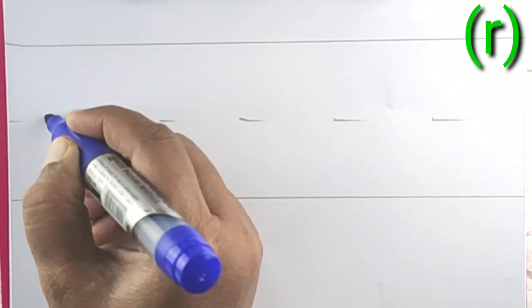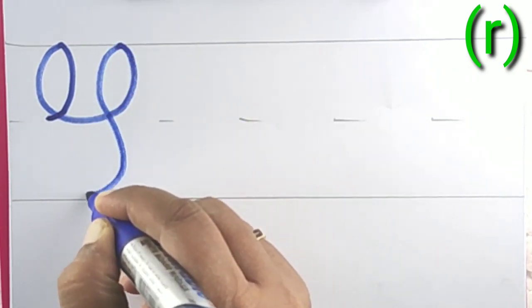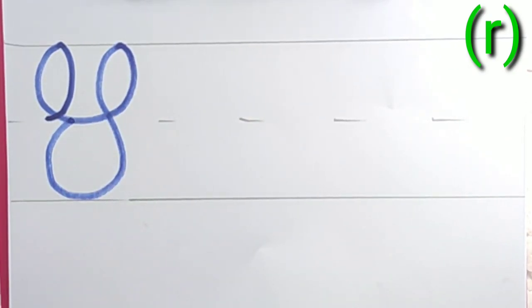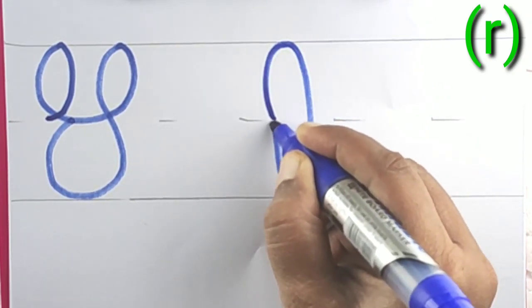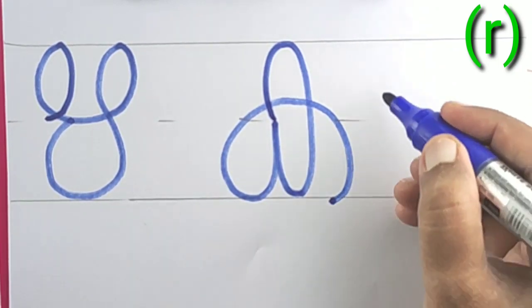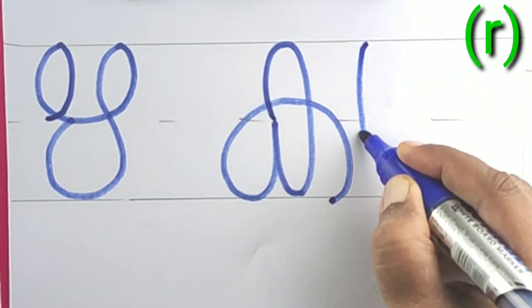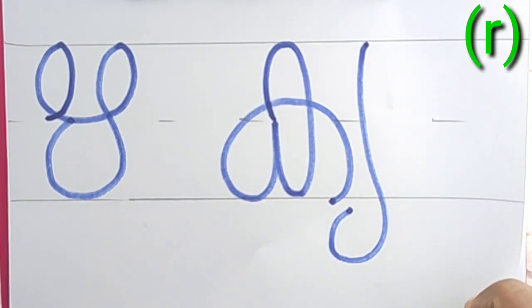The next vowel sign, that is this. Now we want to make the sound for ka. So we can write ka first. And the sound is like this. You can say this kr. Okay.